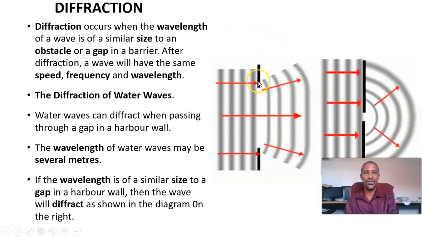Now we have two gaps that water will move through. If the gap is greater, there would be less diffraction at the ends of the wave. But if the gap is smaller, there would be greater diffraction of the wave through that small gap. So because of that, we say these gaps cause the wave to diffract. A larger gap will cause smaller diffraction, and a smaller gap will cause larger diffraction.